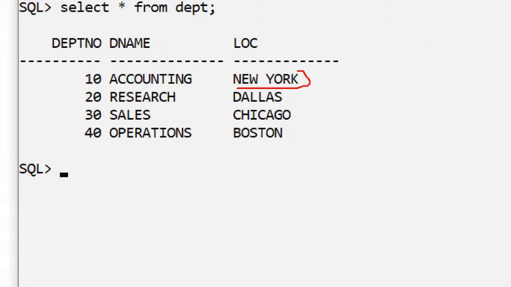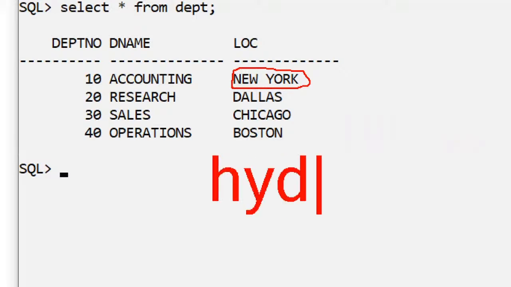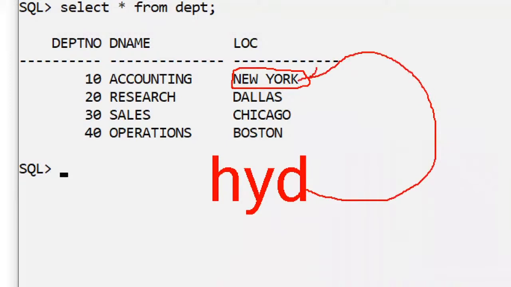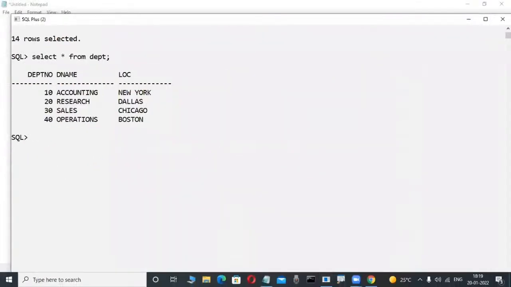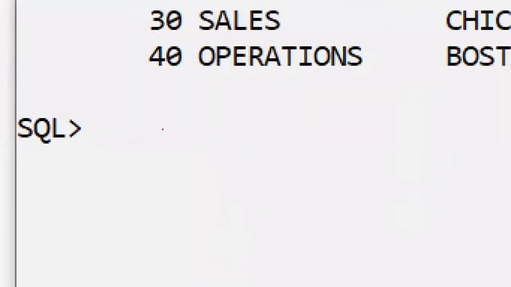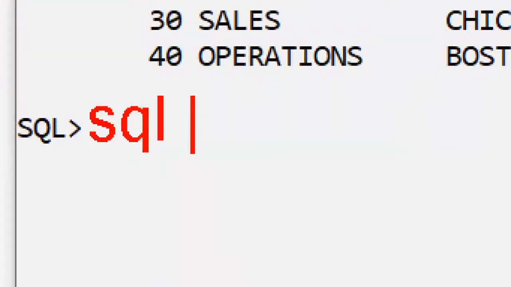Observe here: New York is a city, for example. In my project, today I want to change this New York location into Hyderabad as the location. I want to change it in this relational database. How can I do it? Just at the SQL prompt, using the SQL language. SQL is a very easy language. I will tell you how.